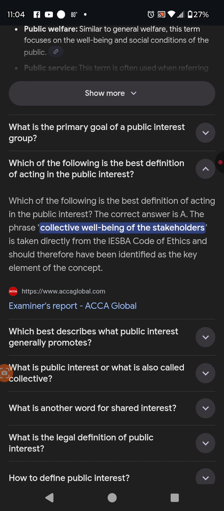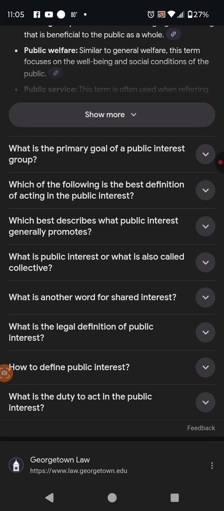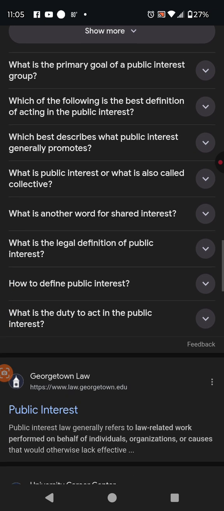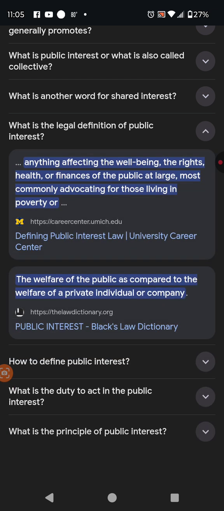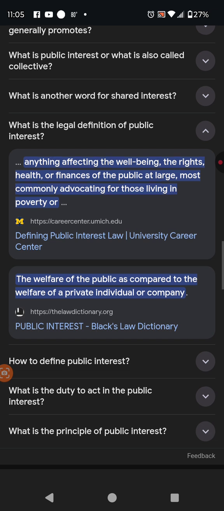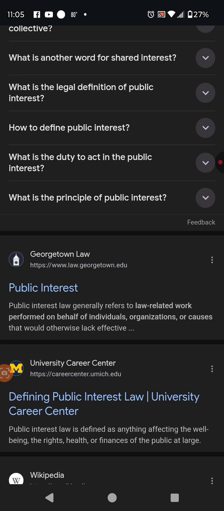The correct answer is A. The phrase collective well-being of stakeholders is taken directly from the IESBA Code of Ethics and should therefore be identified as a key element of the concept. Okay. What is another word for shared public interest? What is the legal definition of the public interest? Anything affecting the well-being, rights, health, and finances of the public at large, most commonly advocating for those living in poverty. And you can check again with the public interest doctrine.